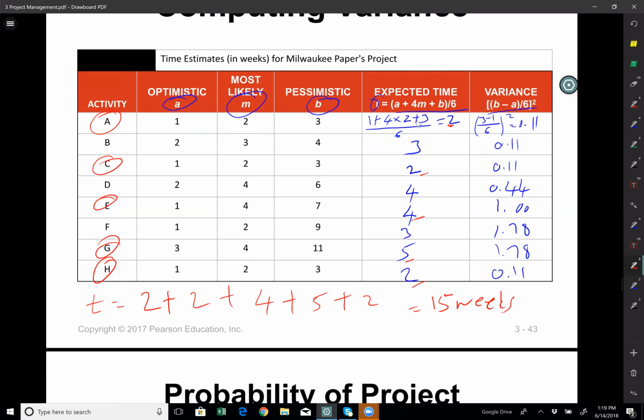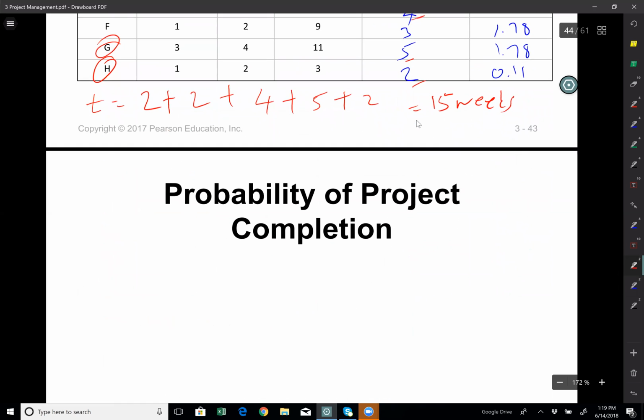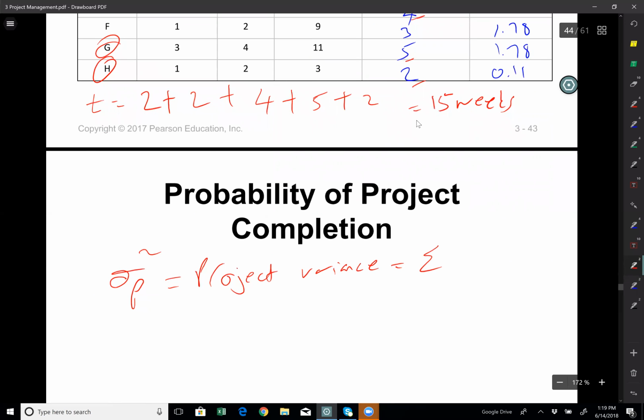Also, we could calculate the variance of this project by summing up the variances on this critical path. So I will sum all those variances of activities on critical path.